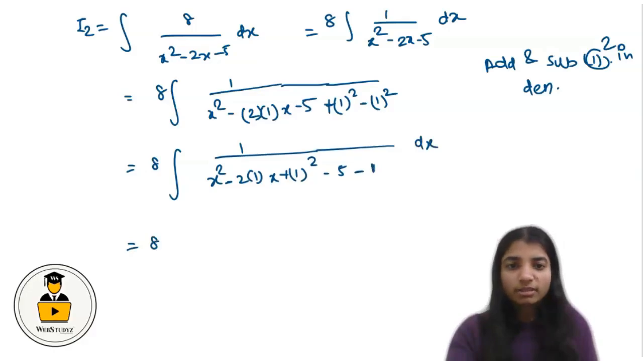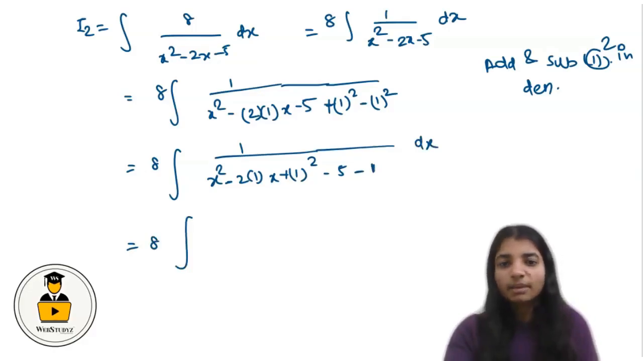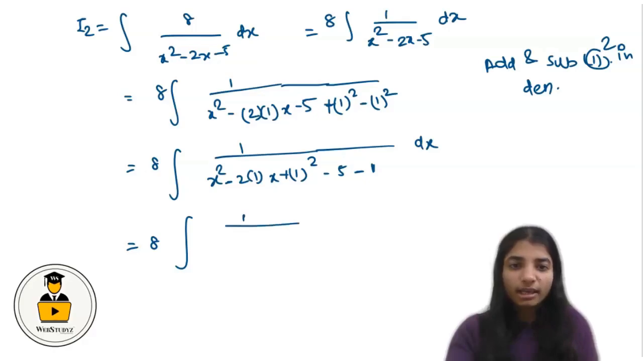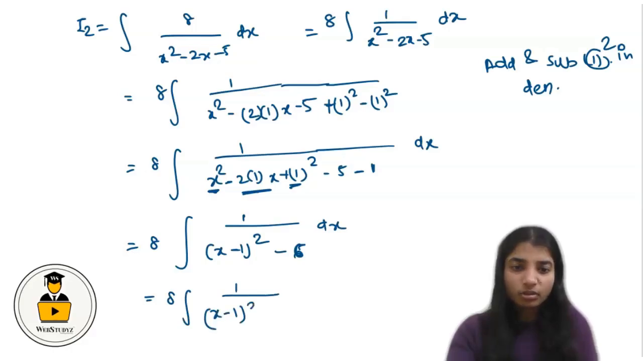So this from here is equal to 8 multiplied by the integral of 1 divided by the square root of, this is a square, this is b square, this is minus 2ab. So this is forming an identity, which is a minus b whole square. So this becomes x minus 1 whole square, and minus 5 minus 1 becomes minus 6, multiplied by dx. So we can write this as 8 multiplied by the integral of 1 divided by the square root of x minus 1 to its whole square, minus the square root of 6 to its whole square.